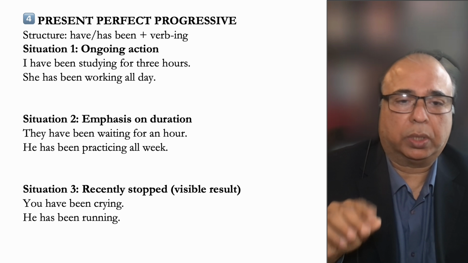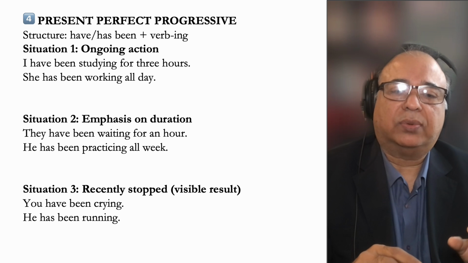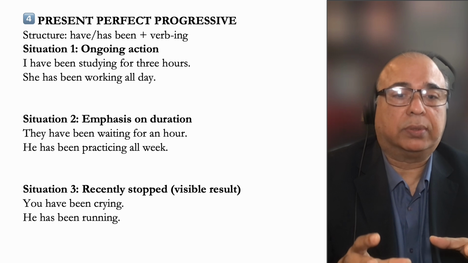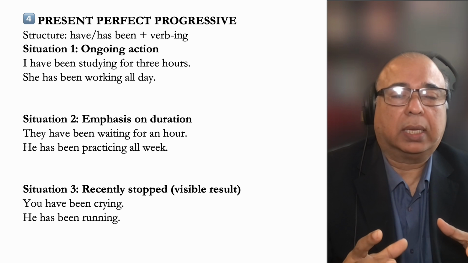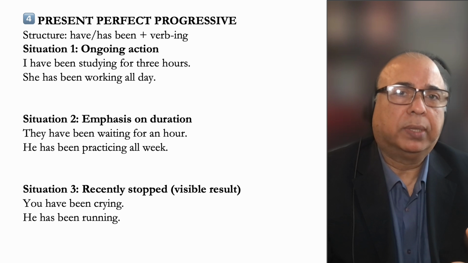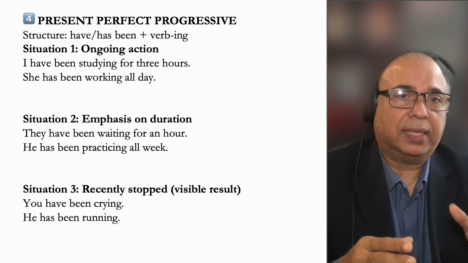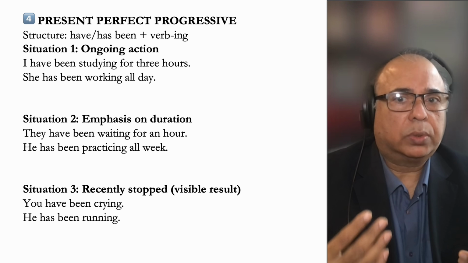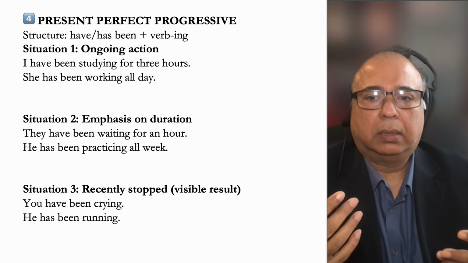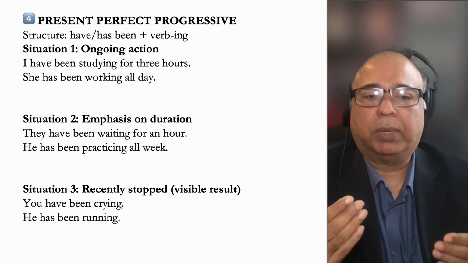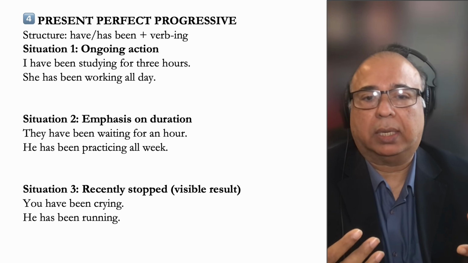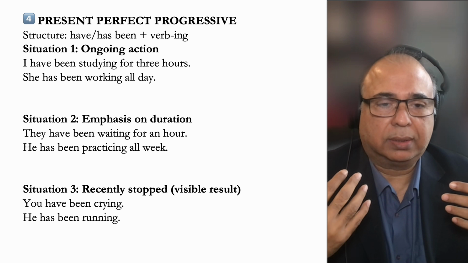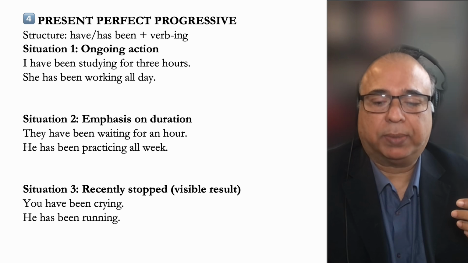A third situation is something that has recently stopped, but you can still see a visible result. Like, you have been crying. If a person has been crying for hours and then they stop, you can tell when you see their face. Like, what's wrong? What's wrong with you? Are you okay? You have been crying. He has been running. You can see he's all sweating, right? Perspiration, sweating. He has been running.